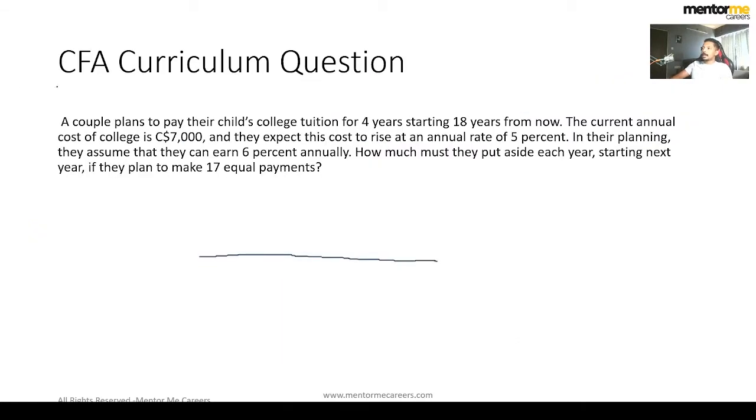So if you see, a couple plans to pay the child's tuition for 4 years starting 18 years from now. So 4 years is the time period for paying the tuition, right? But that is going to start 18 years from now. And you have to be very careful with the numbers out here. We are talking about 0, and then we are saying from 18 onwards, the payments will start. That means the investment period that we have is actually 17 periods, which is clearly given out here, right? 17 equal annual payments, right?